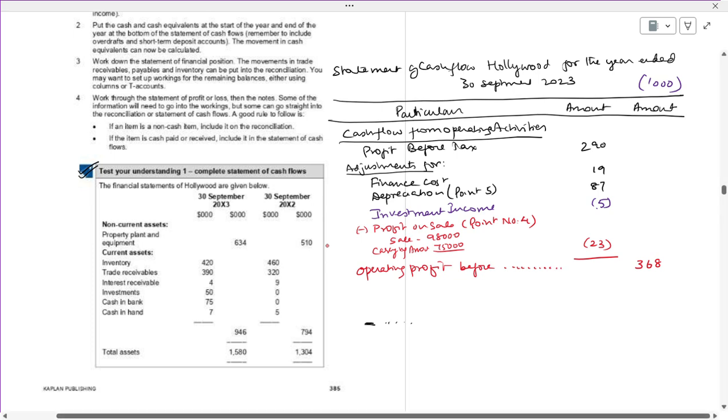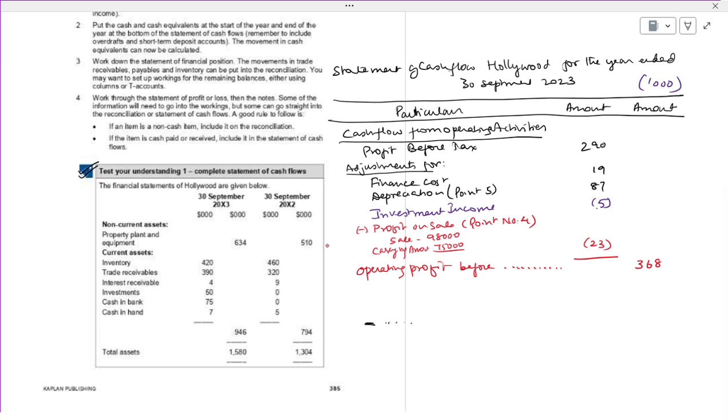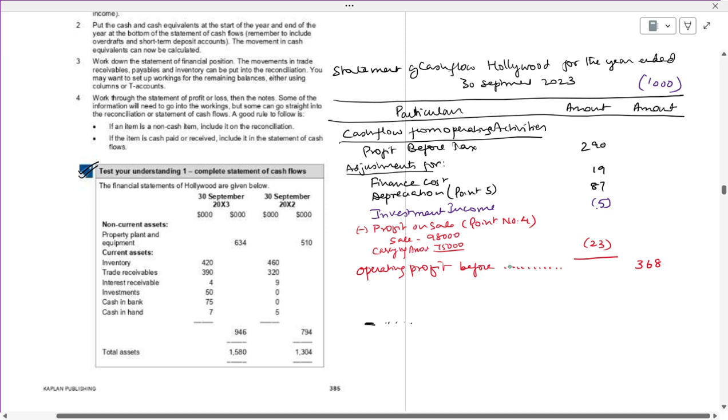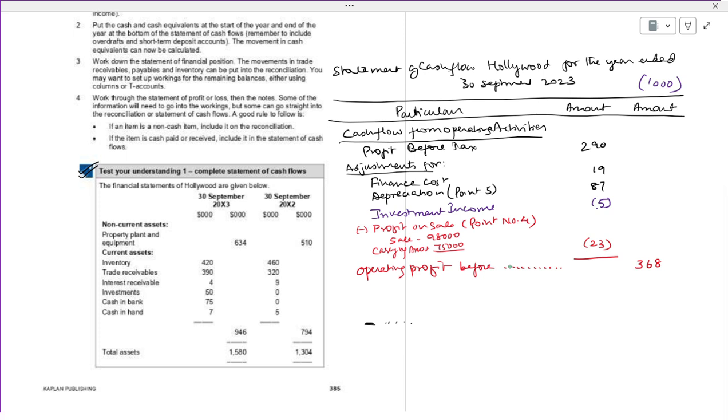We have to change the working capital, or the current assets and current liabilities. Okay, we have to take that. Once this is over, what are the things we have to take very clearly? Profit before tax, adjustments, finance cost, depreciation should be added, investment income should be deducted, any profit on sale should be deducted. If you get a loss, you have to add. If you get a profit, you have to deduct.